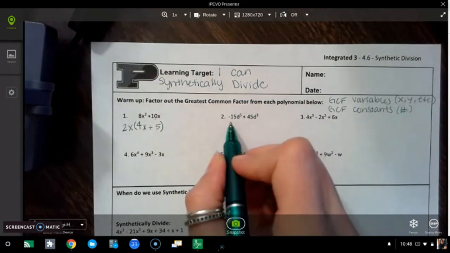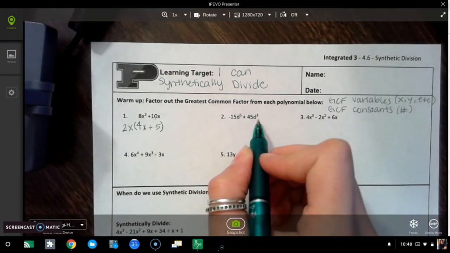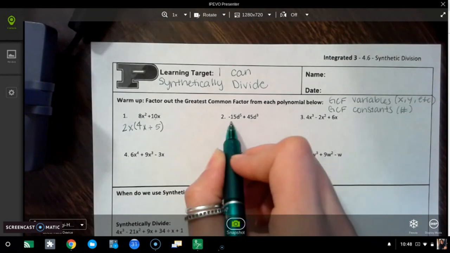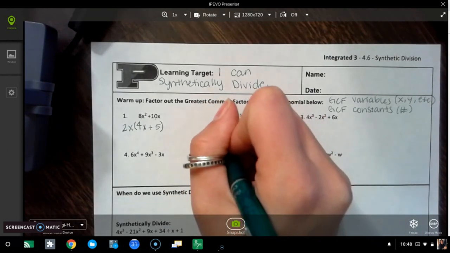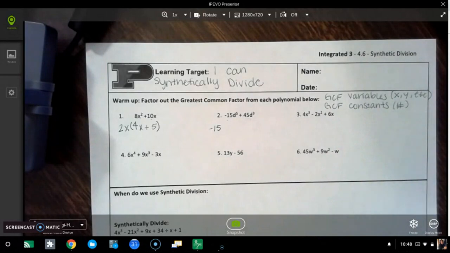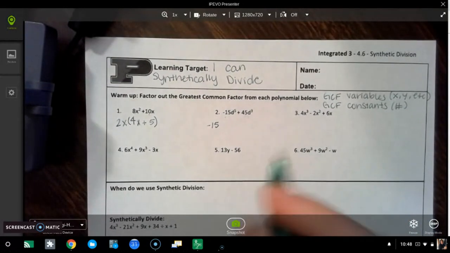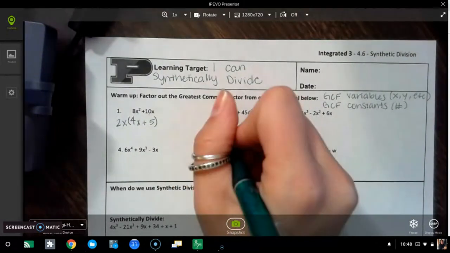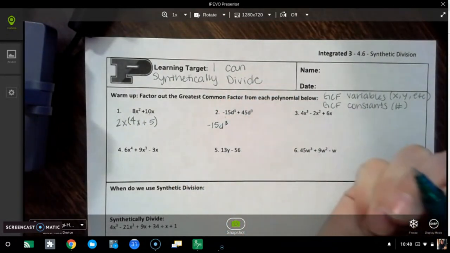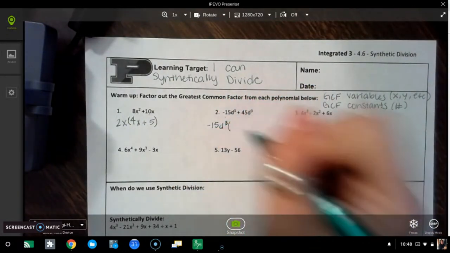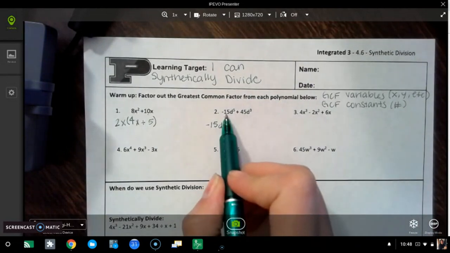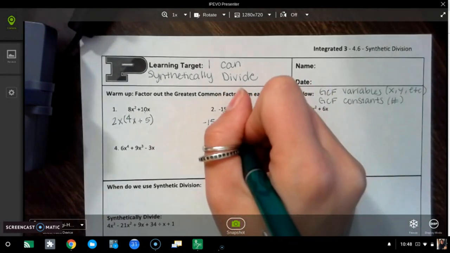All right, our next one, my GCF of my number. I can pull negative 15 out of both of these. So it's going to be negative 15 that I can pull out of both of those. And then I'm at d to the 5th and d cubed. I can pull a d cubed out of both of them. So I'm going to get d cubed. And so if I divide the negative 15 by negative 15, I'm just going to get 1.